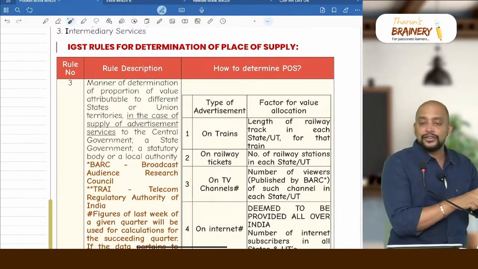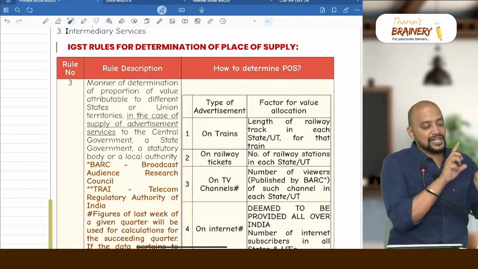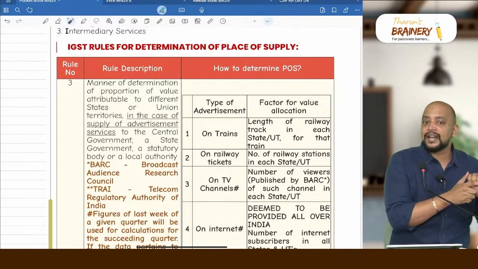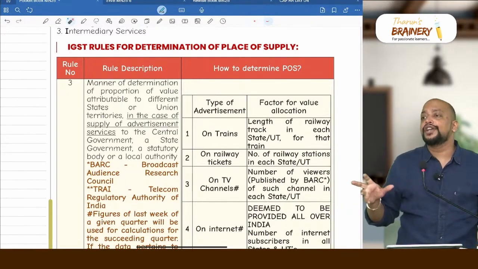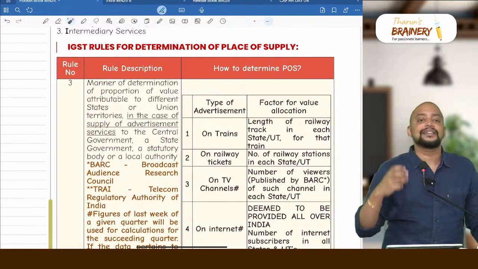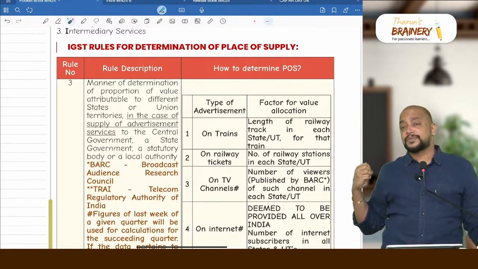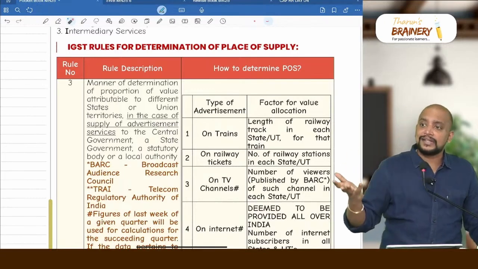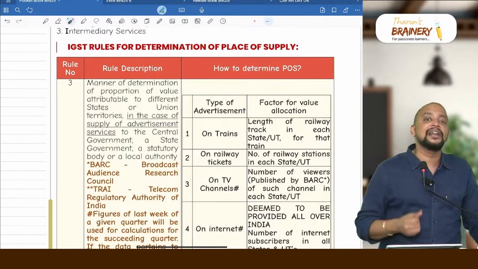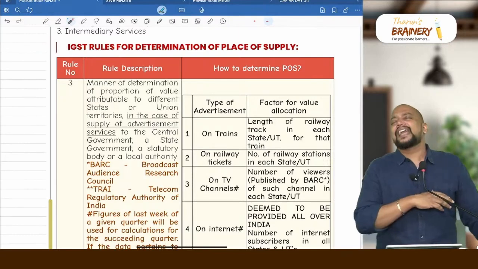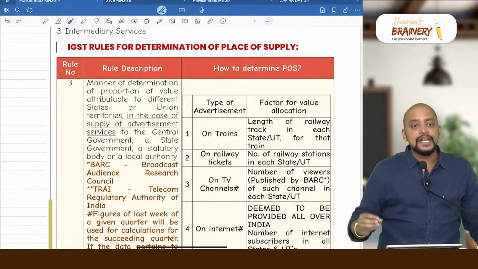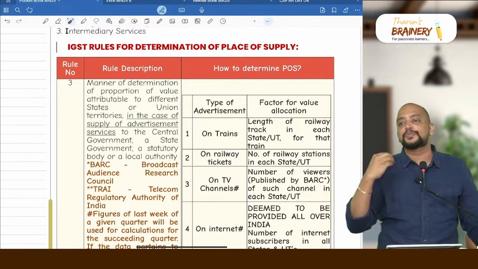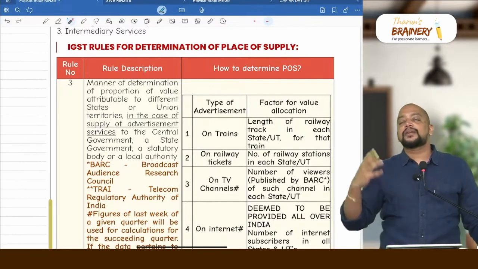So train length of track and train ticket, number of stations, TV, then internet, then SMS. Apart from this, any other expenditure we need to take, like any other mode of advertisement, like advertisement in cinema theater, advertisement in FM channel, advertisement in hoardings, like any other advertisement, we need to see the expenditure ratio.